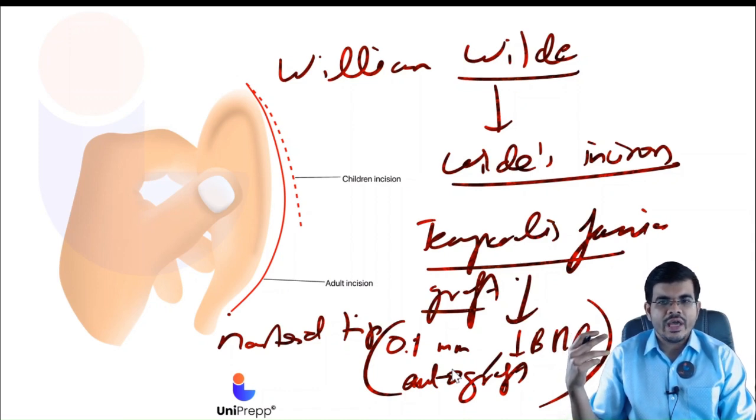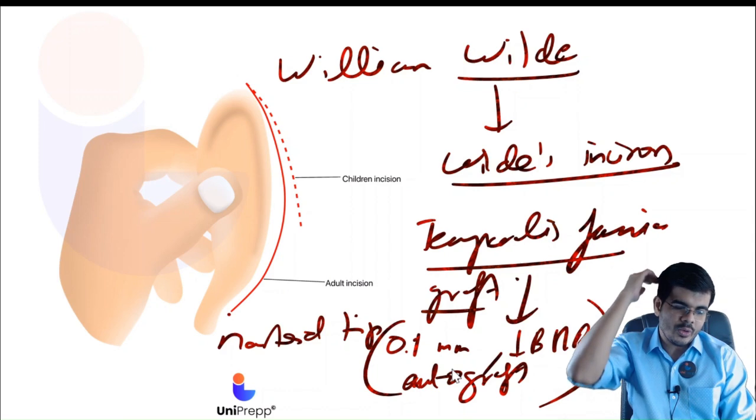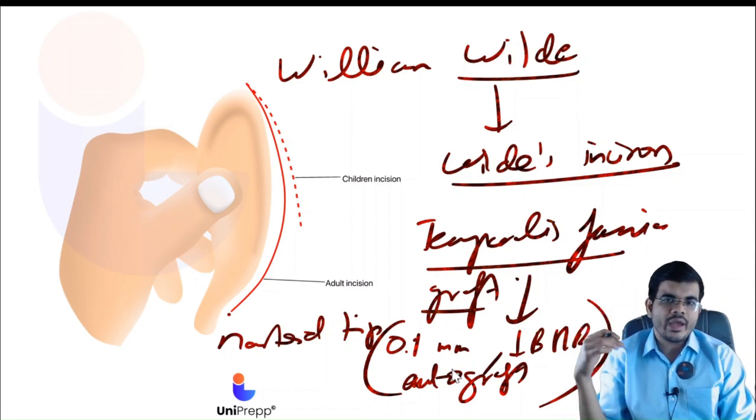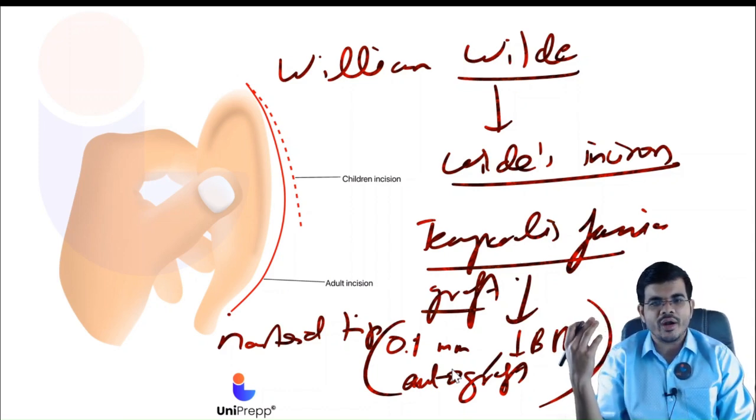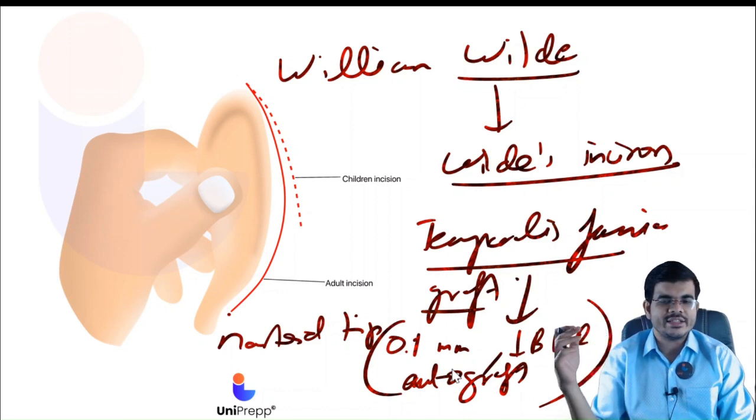Above the temporal line it can go up to here, so you can take as much size as you want. The only thing is you will have to extend the incision further if you want a bigger graft. So that is the advantage of the temporal fascia graft.